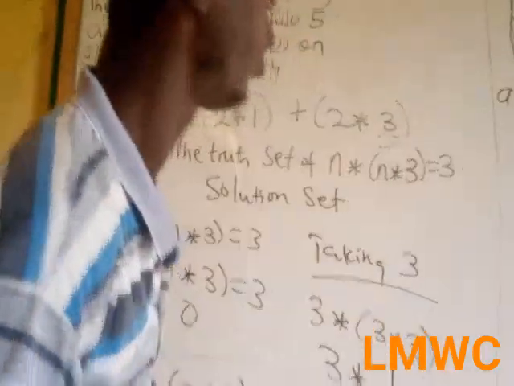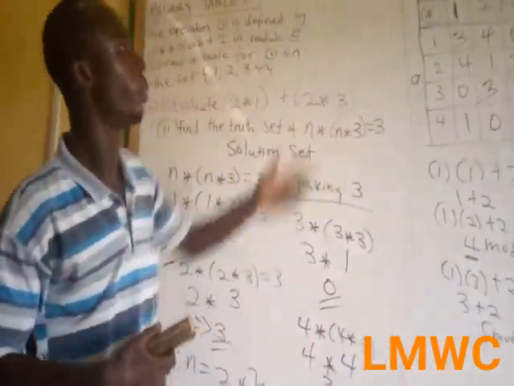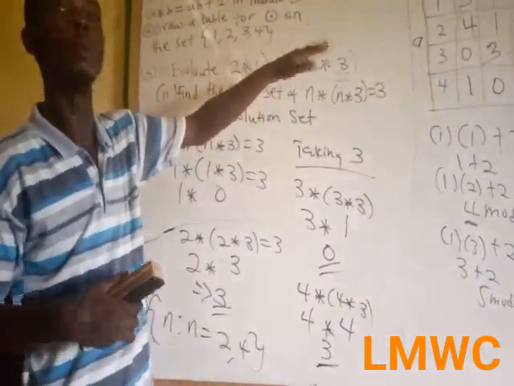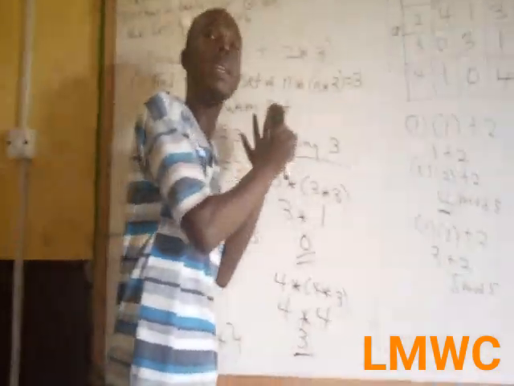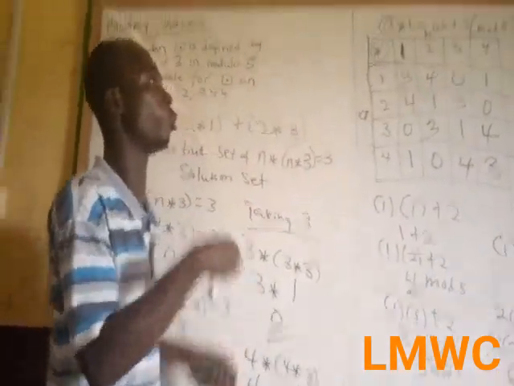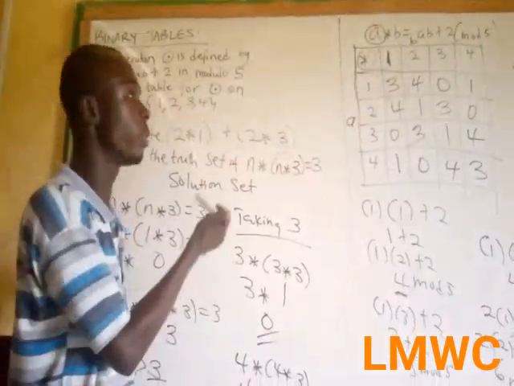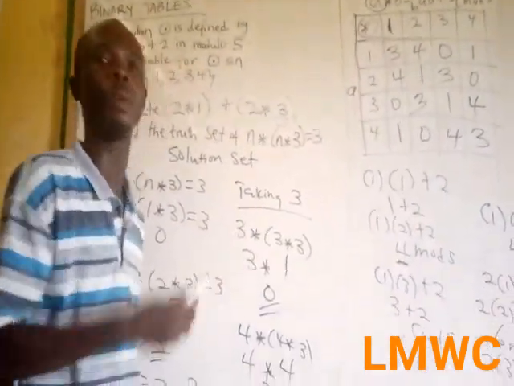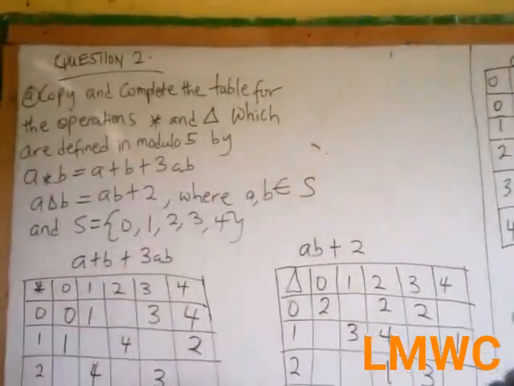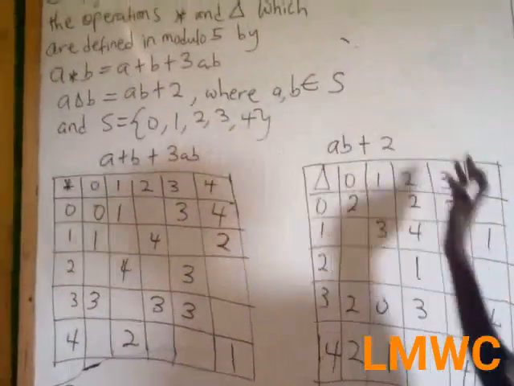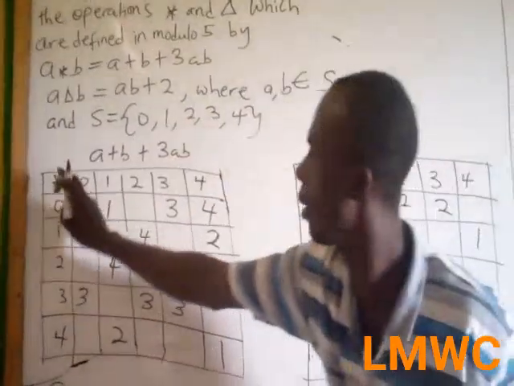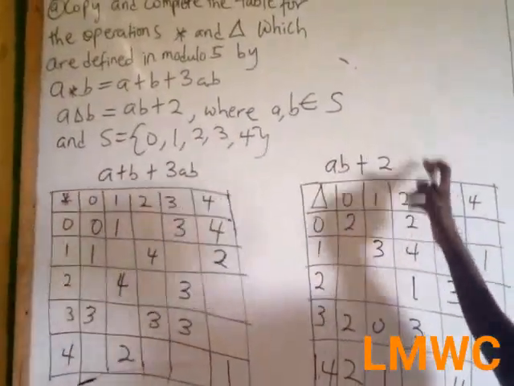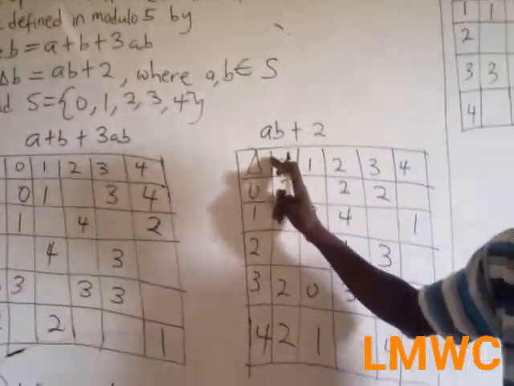So we are now moving on to when given binary tables, and they will ask you to complete the table. This time I will give you a binary table, and I will ask you to copy and complete. You will still use the formula. That will be our second question. I have now given you 2 different tables. This means each table has its own formula. The formula for this table is a plus b plus 3ab with a symbol. And this one too is ab plus 2 with a different symbol altogether.